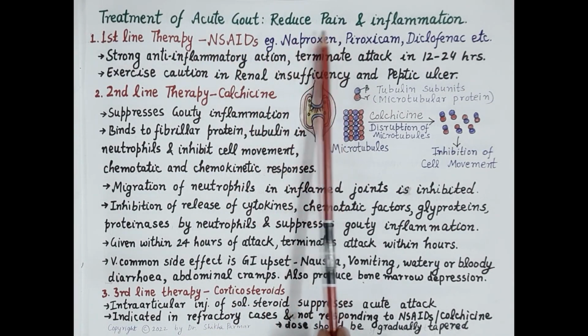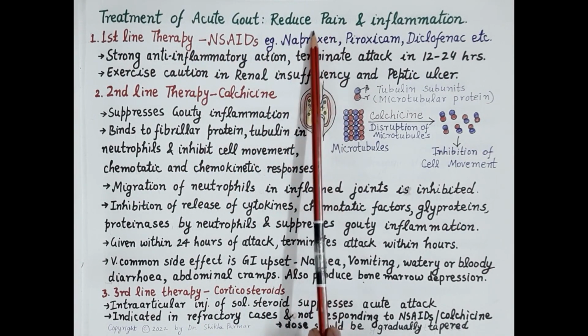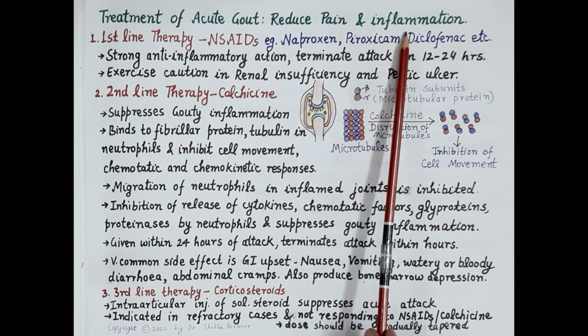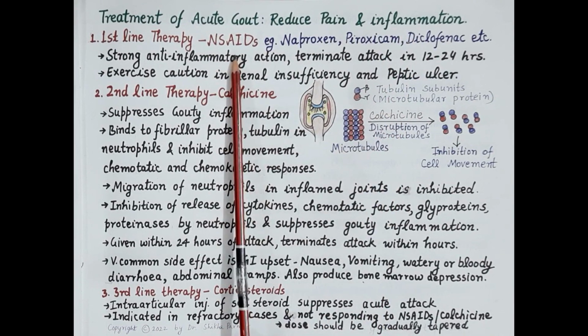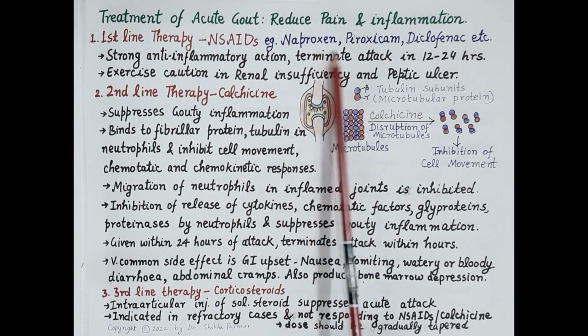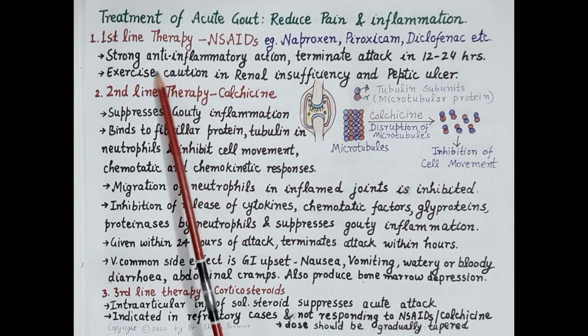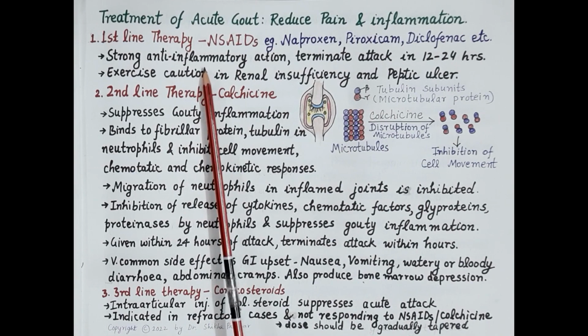Now goal of the therapy in the treatment of acute gout is to reduce pain and to reduce inflammation or the swelling of the joints. Now as already discussed, NSAIDs are the drugs of first line therapy in the management of acute gout attacks. Now NSAIDs include drugs like naproxen, piroxicam, diclofenac. Now NSAIDs are very strong anti-inflammatory agents.